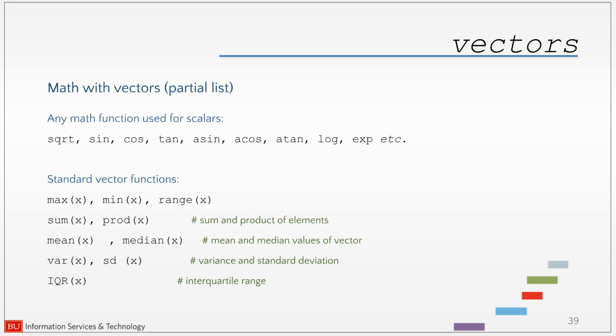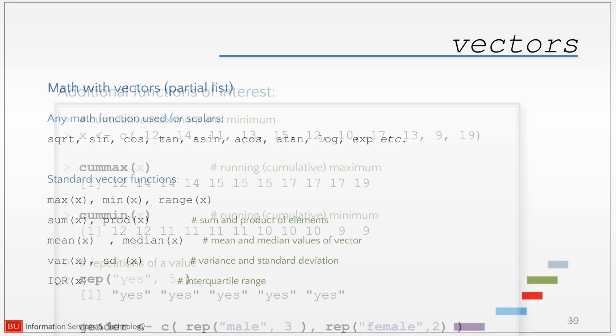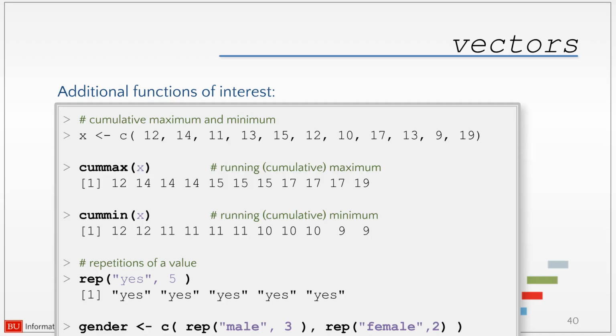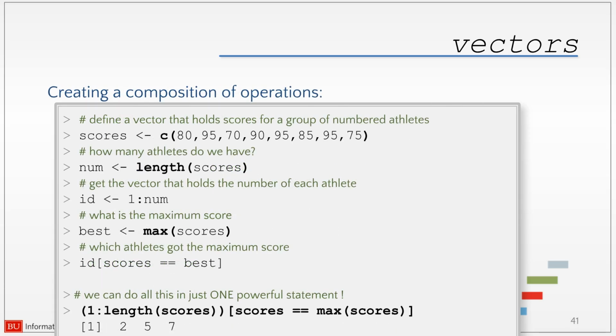Any math function used for scalars can also be applied to vectors. Standard vector functions include max, min, sum, mean, variance, and standard deviation. Additional functions include those for maximum and minimum values, and rep to generate repetitions of a value or sequence. We can compose operations in a powerful single statement. For example, to find the IDs of athletes who achieved the maximum score, we can use a single line of code instead of multiple steps.